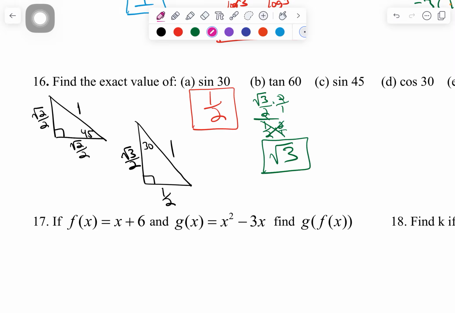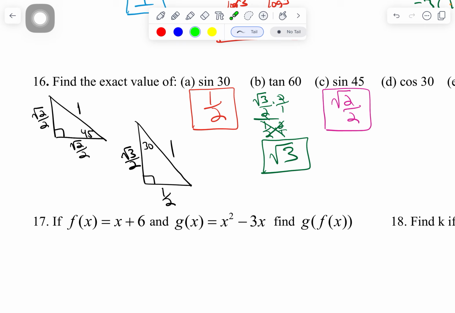Sine of 45, we're going to go to the 45-degree angle. And by the way, it won't matter which one of these you pick because these two sides are identical. So let's say I do this one. Sine is the opposite side over the hypotenuse. So let's go root 2 over 2. I don't really need to show that I'm dividing by 1.